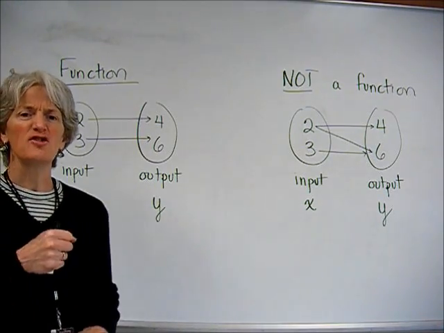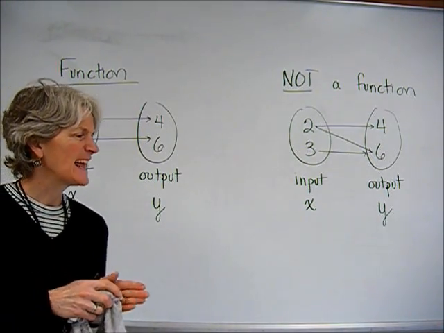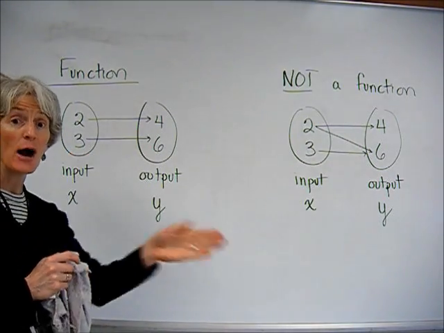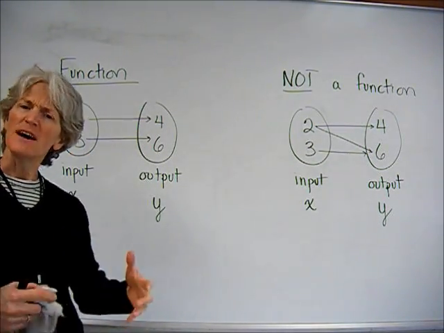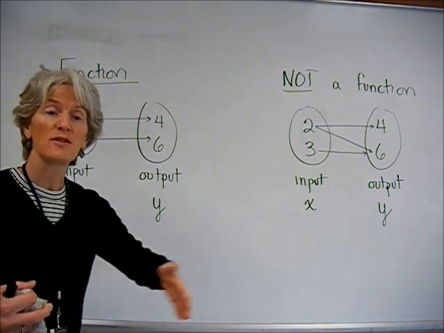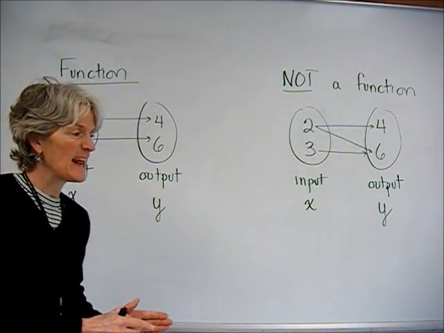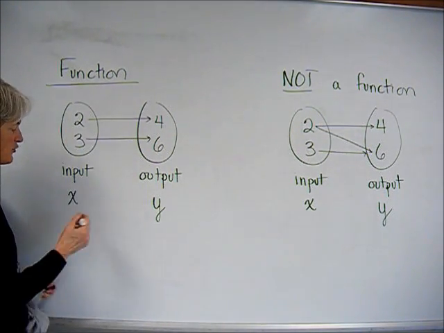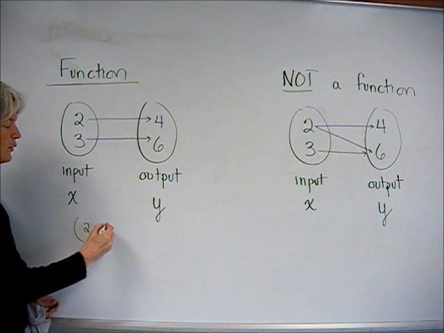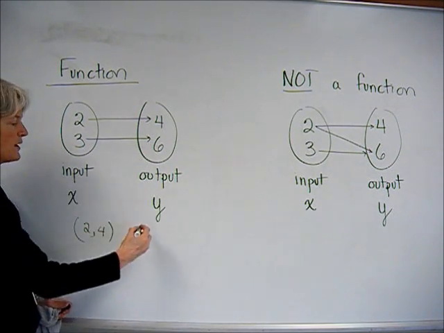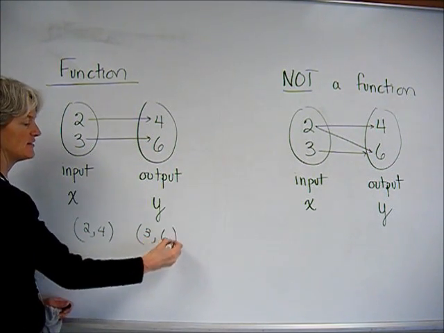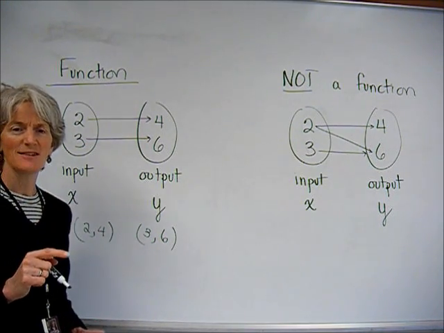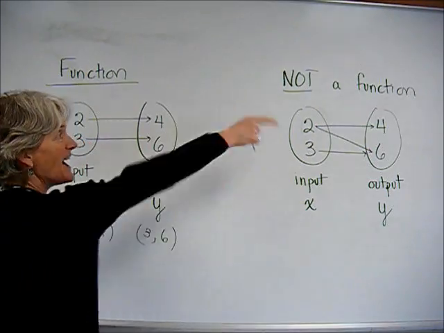Think of a function as a machine. If I put in a 2, I get out a 4. If I put in a 3, I get out a 6. A function is like a machine. It's something that works. When you put in something, you get out one thing. Okay, so this means when I put in a 2, I get out a 4. So that's the ordered pair 2, 4. When I put in a 3, I get out a 6. That's a function. So what, you may ask, is an example of something that's not a function?